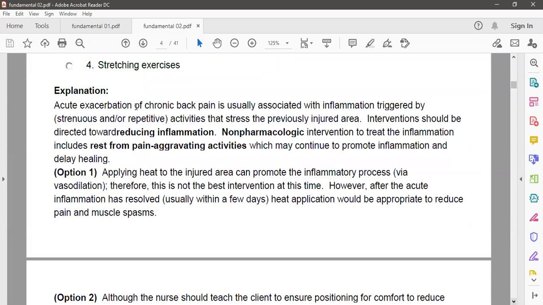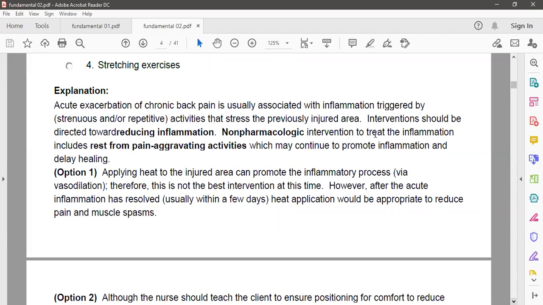Acute aggravation of chronic back pain is usually associated with inflammation triggered by activities. What activities? Like if the patient does not know what exercise they need or repeats the triggering exercise, I mean activities which increase the problem. Intervention should be directed towards reducing inflammation.